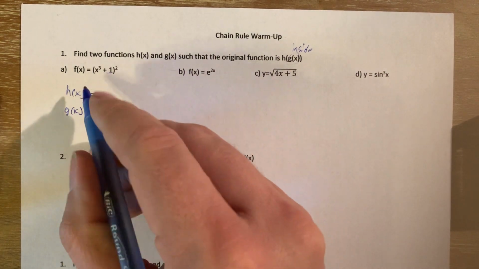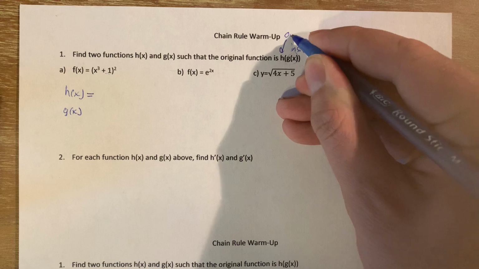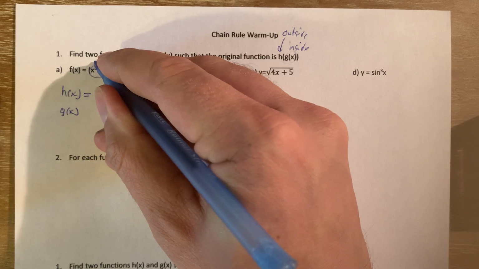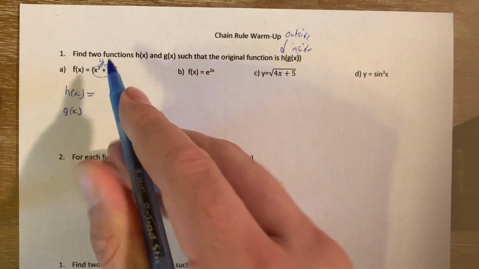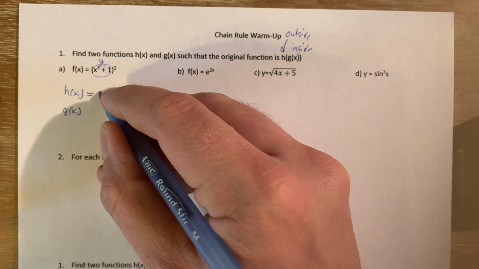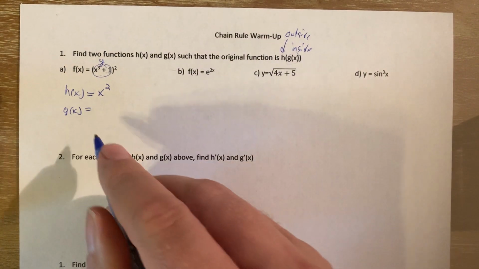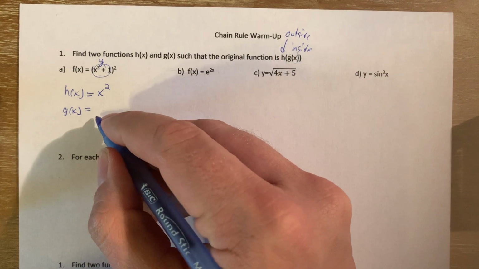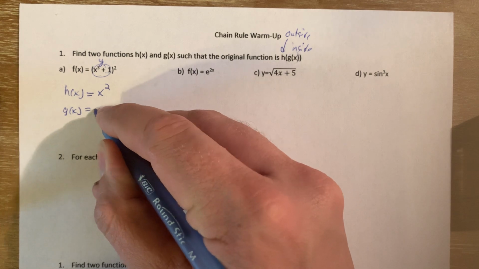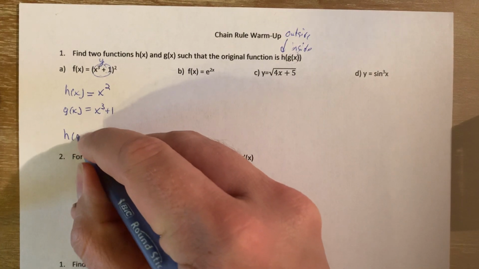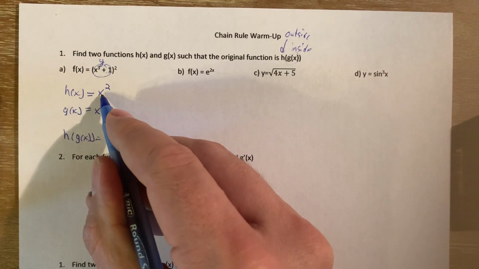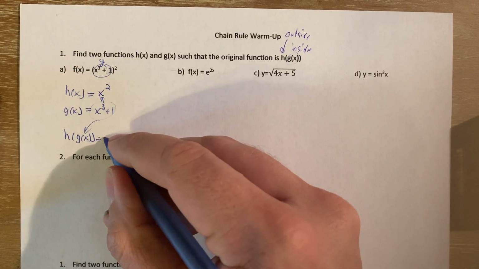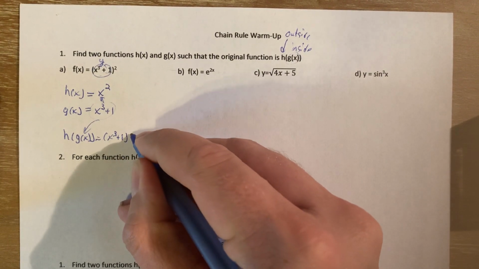And so here, the outside function is going to be x squared. We can think of it as like y squared. And so h of x will be x squared. And g of x is the thing that's inside of this square function, the inside function, and it is x cubed plus 1. So then h of g of x means that g of x goes inside of h of x. It goes in for x here. So this becomes x cubed plus 1 squared.